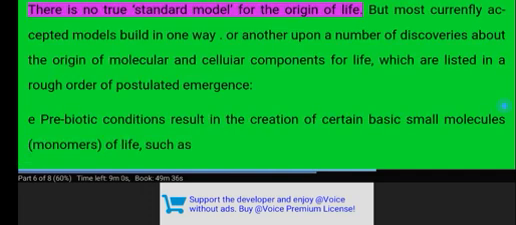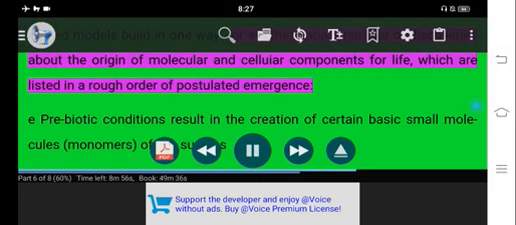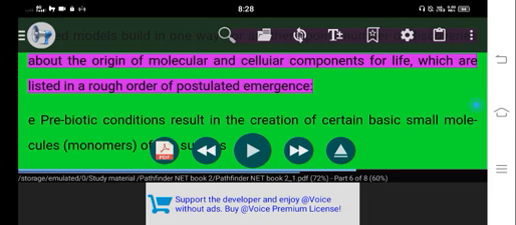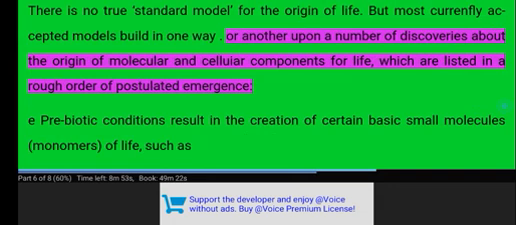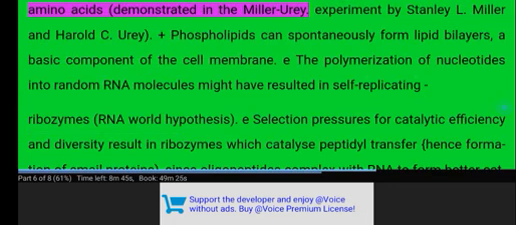Current models. There is no true standard model for the origin of life. But most currently accepted models build in one way or another upon a number of discoveries about the origin of molecular and cellular components for life, which are listed in a rough order of postulated emergence. The prebiotic conditions result in the creation of certain basic small molecules, monomers, of life, such as amino acids, demonstrated in the Miller-Urey experiment by Stanley L. Miller and Harold C. Urey.